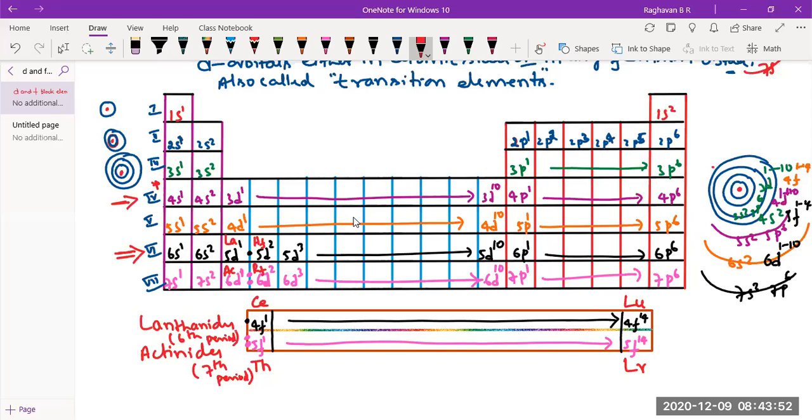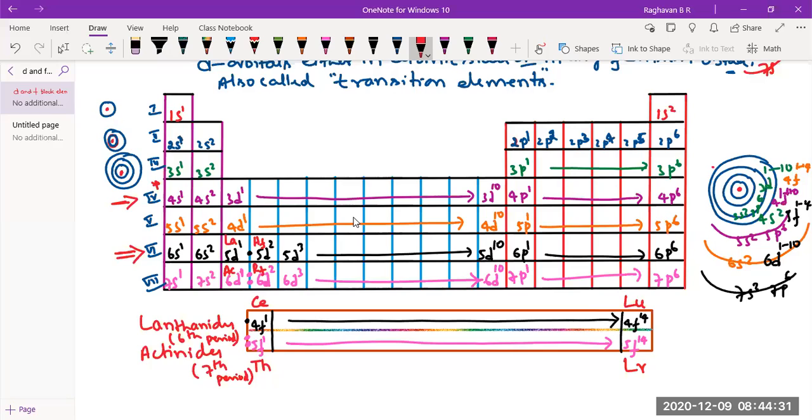So how do we define lanthanides? Lanthanides are a set of 14 elements in which 4F1 to 14 is filled, which follow lanthanum. Actinides are a set of 14 elements in which 5F1 to 14 is filled, which are kept after actinium. So lanthanides and actinides are F block, whereas lanthanum and actinium are F block or D block? D block. They are D block. Lanthanides and actinides are F block.